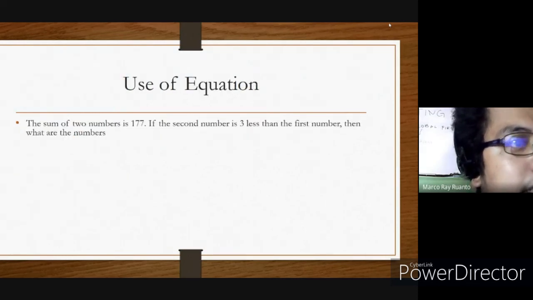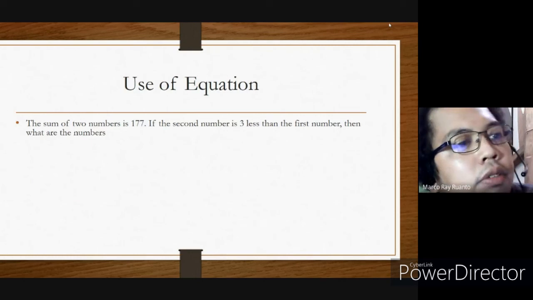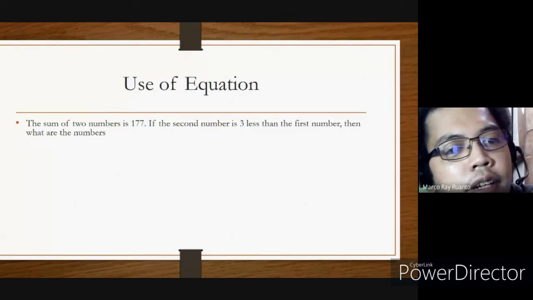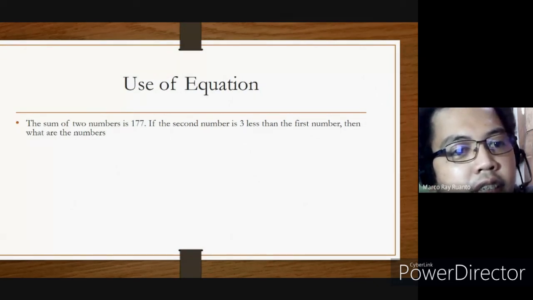Okay, the last strategy that we are going to... Yes, very good, Nathan. Grandfather, father, and son. Okay, that's very good.